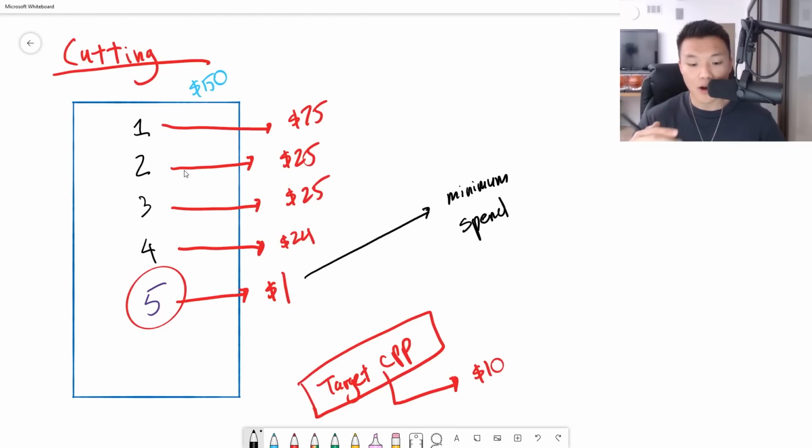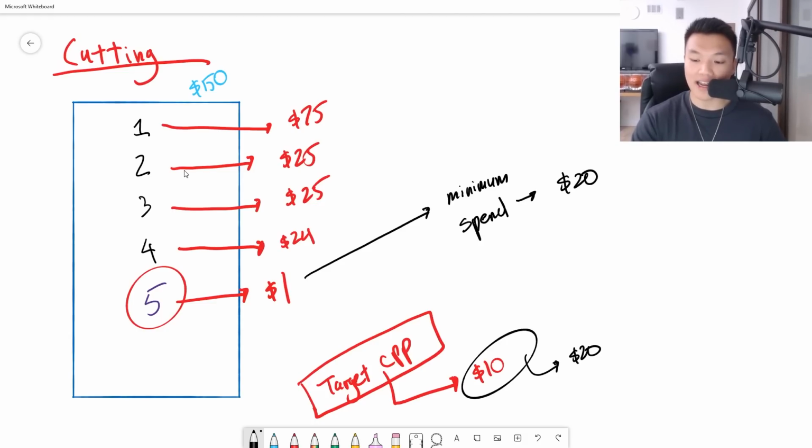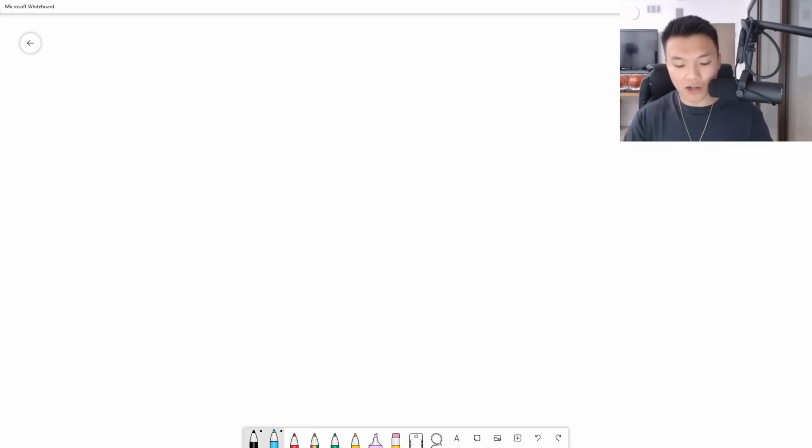But what you can do now is you can give this ad set, or every single ad set, a minimum spend. So let's just say our target CPP was $10. Well, we want everything to spend at least $20. So you can set a minimum spend rule for every single ad set to at least spend $20. And now, because every ad set will spend $20, your cutting decisions are a lot more accurate. So let's talk about scaling.